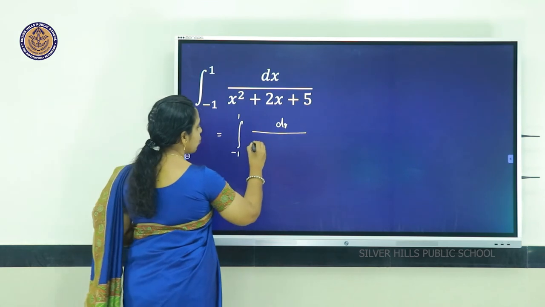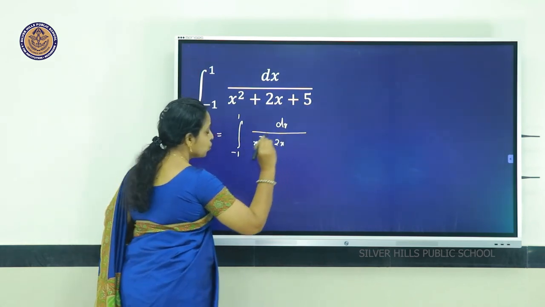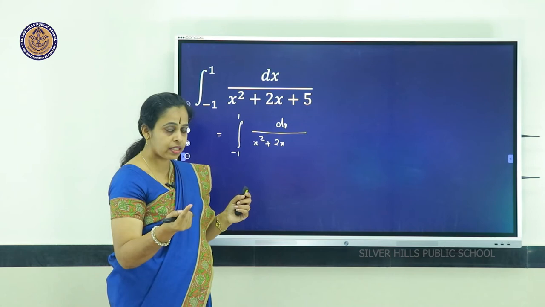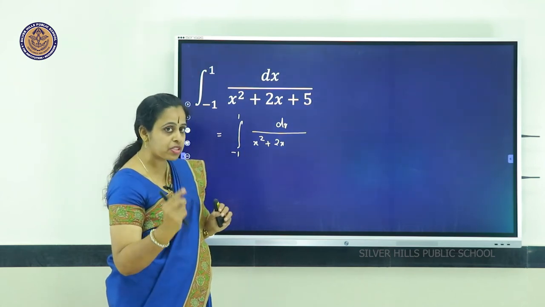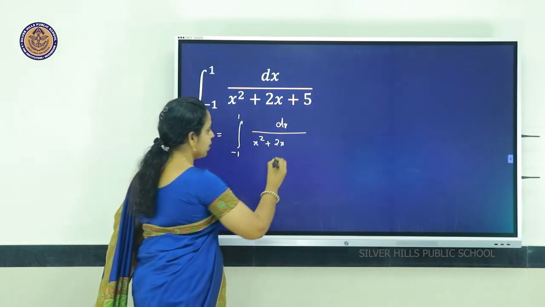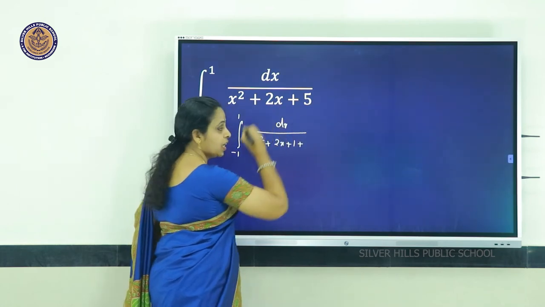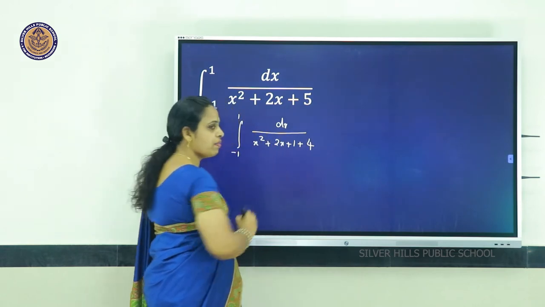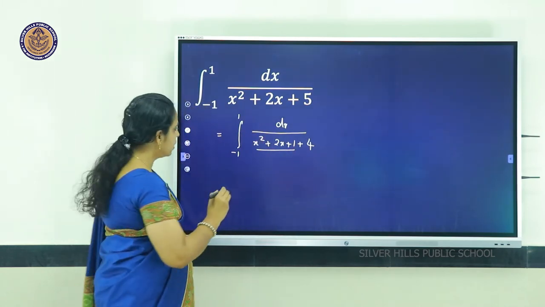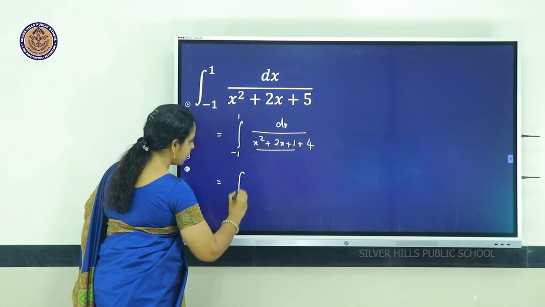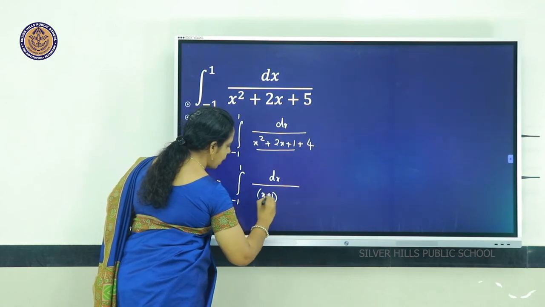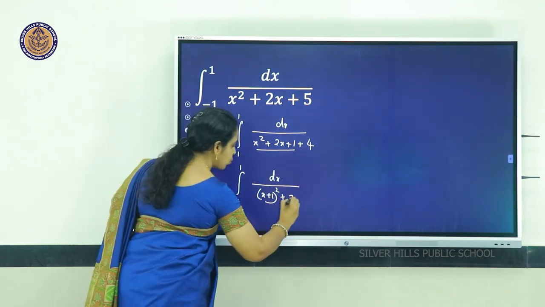Now let us see x square plus 2x. To make a perfect square, we should take the coefficient of x, take its half, and square it, then you will get a perfect square. To balance, you have to subtract also. But here, if I write x square plus 2x plus 1, then the remaining in 5 is 4. Why did we select it this way? This is actually x plus 1 whole square. This part equals integral from minus 1 to 1 dx divided by x plus 1 whole square plus 4, let me write 2 square.